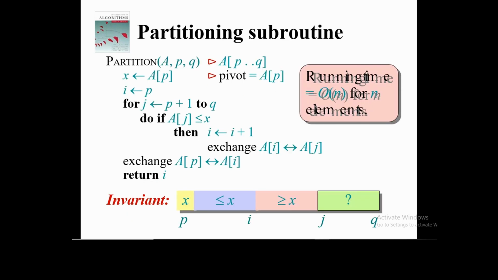This is the partitioning routine. Subroutine means a function. It is a term used in microprocessors, a subroutine or procedure, or the function. So this is the partitioning function. In this function, we take as input A, the array, the starting index and the last index. Suppose it is like this: A, P to Q, the starting index and the last index.